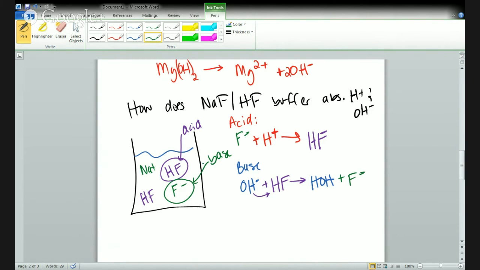Now remember, all buffers do have a limit. They do have a maximum capacity they can hold, just like a sponge has a maximum amount of water it can hold. These aren't going to be able to absorb acid and base forever. Once they reach their maximum, we will see the pH change.